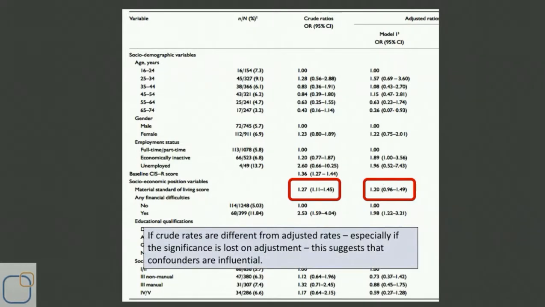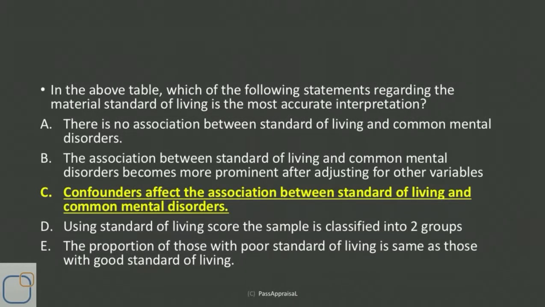So if crude rates are different from adjusted rates, especially if the significance is lost on adjustment, this suggests that the confounders are influential. So can we choose choice C here? Confounders affect the association between standard of living and common mental disorders. That's what we see using the two columns in the table.